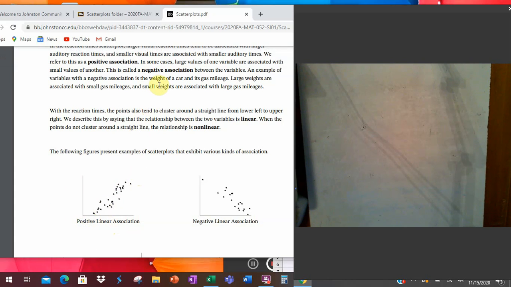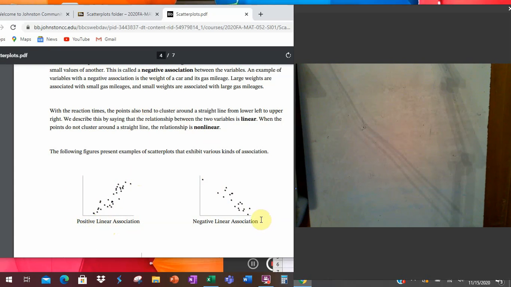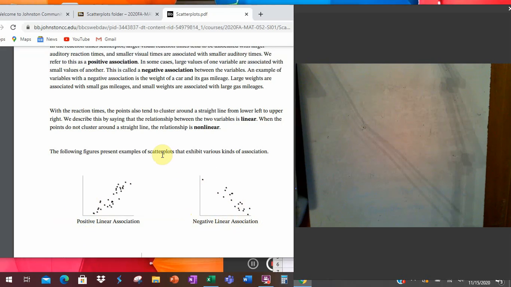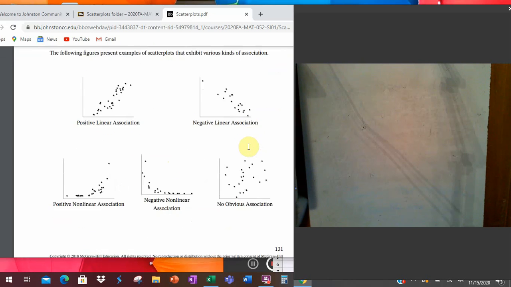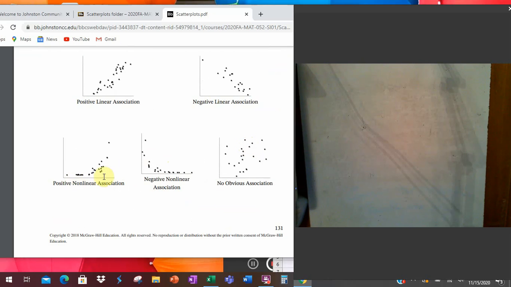So we can have a positive association, and a negative association, where when I go to the right, this thing decreases. But the linear part of it says it's actually a straight line. Here's the straight line. So you can have a positive association, a negative association, and then you can have the positive linear and the negative linear. Here's a positive nonlinear association. So it's a positive association, but it's nonlinear.